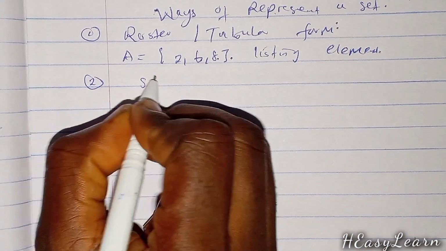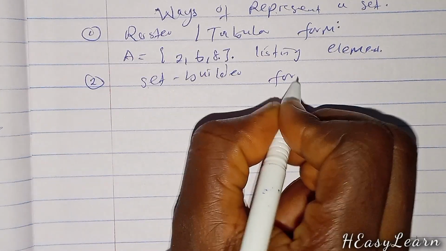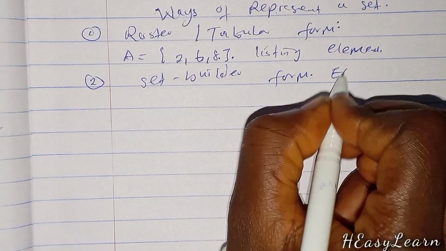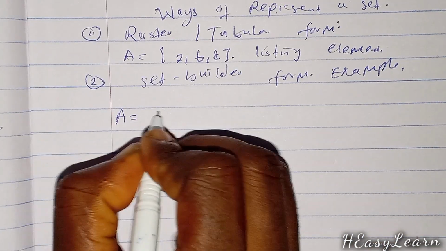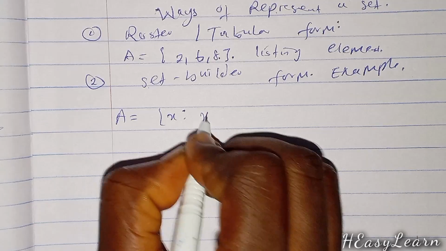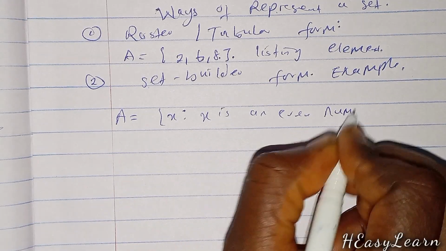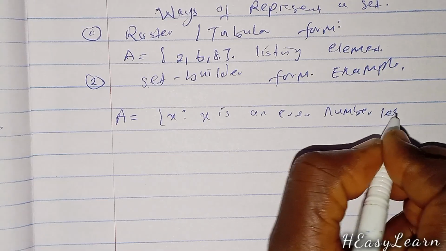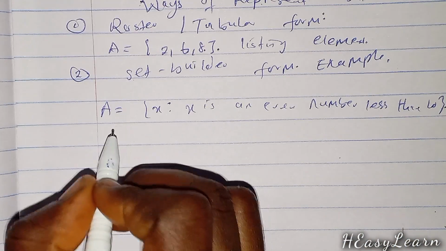Number two, we also have what is called the set builder form. An example of a set in set builder form is A = {X such that X is an even number less than 10}. So this is called a set builder form.